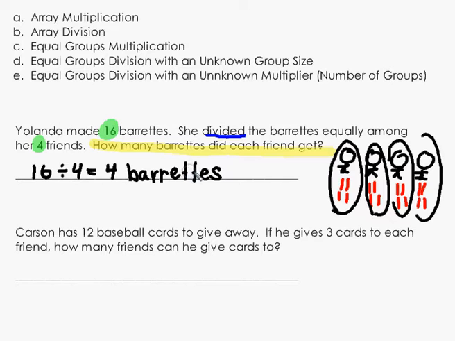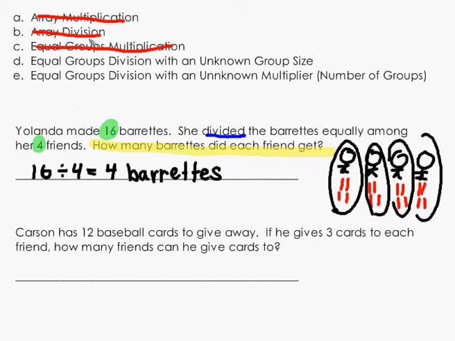Now, we have to figure out which strategy we use to solve this problem. We know that it couldn't possibly be multiplication because we have a division symbol right here. So it can't be multiplication. We can cross out A and C. It's got to be division. We know it's not an array because arrays show rows and columns, and that's not what we have here.